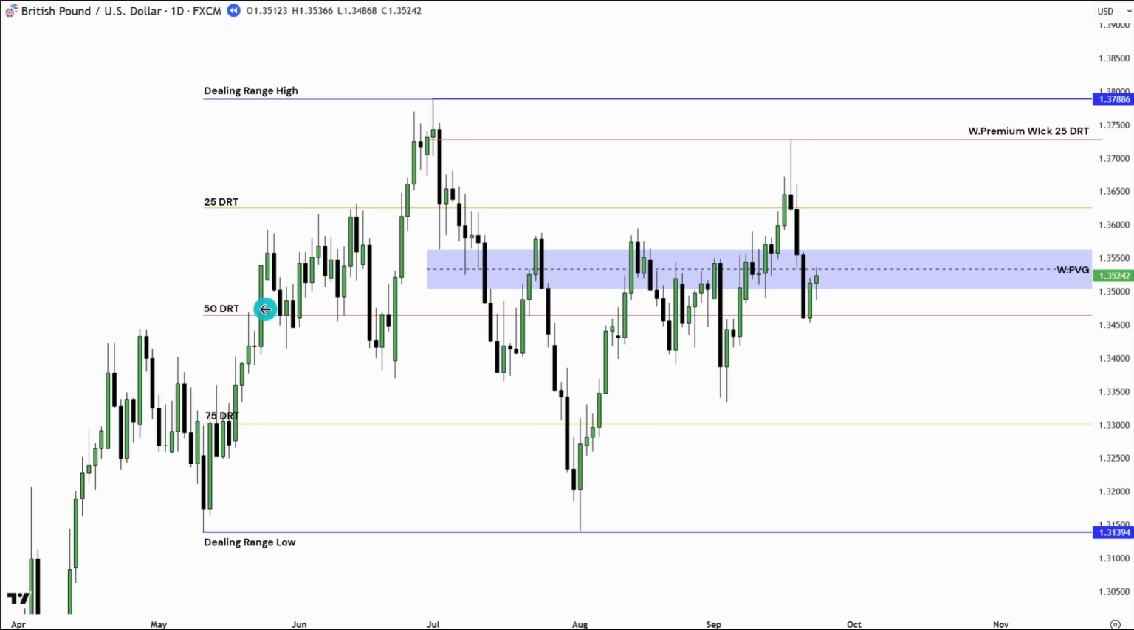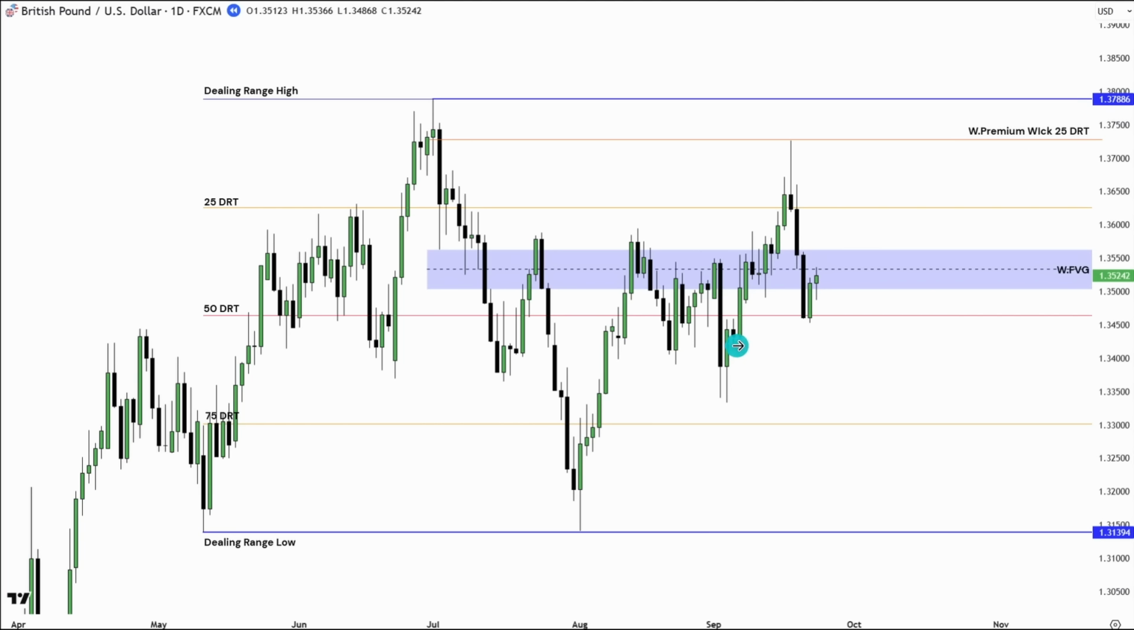Between the fair price at 50 DRT and the highest price at the dealing range high, this is all going to be premium prices. And from the fair price or 50 DRT to the dealing range low, or that lowest price, all of this is going to be discount prices. Now, the market is going to move from premium to discount and discount to premium. Now, this again gives us more information.